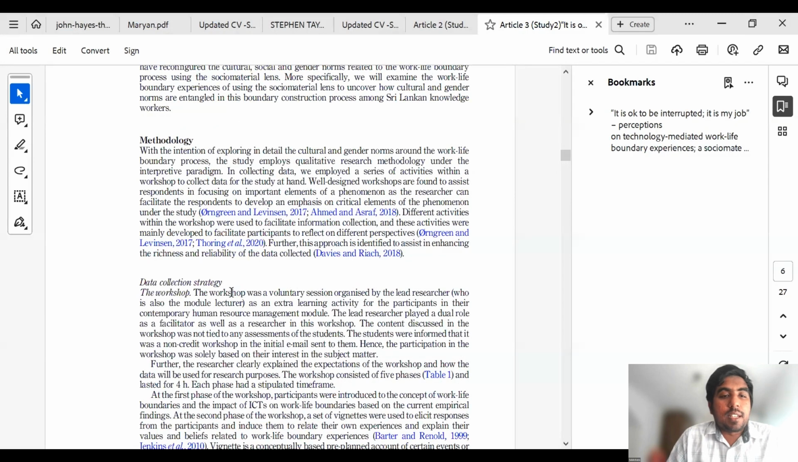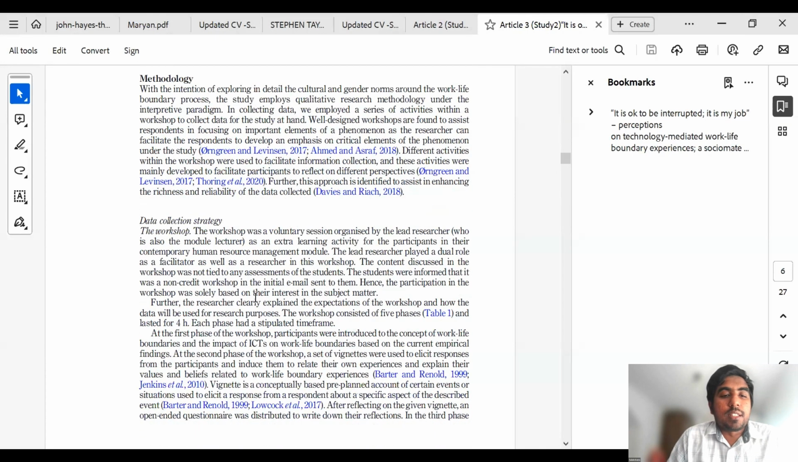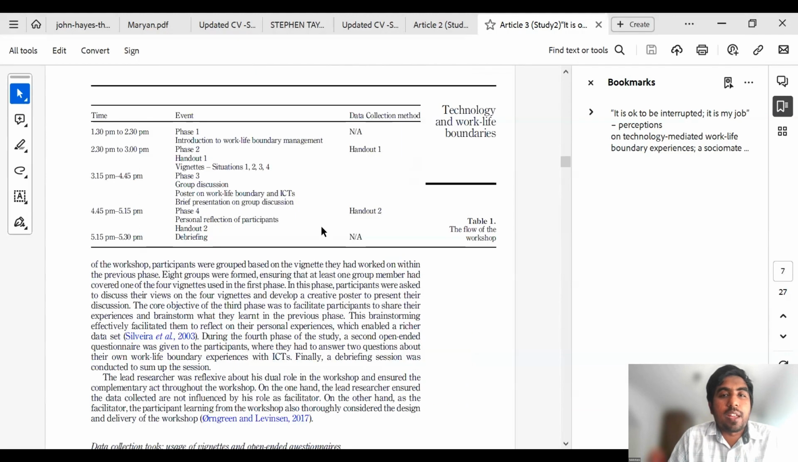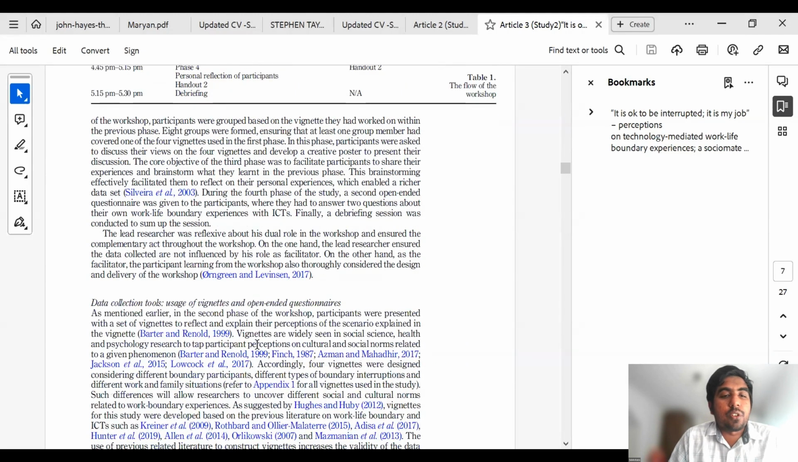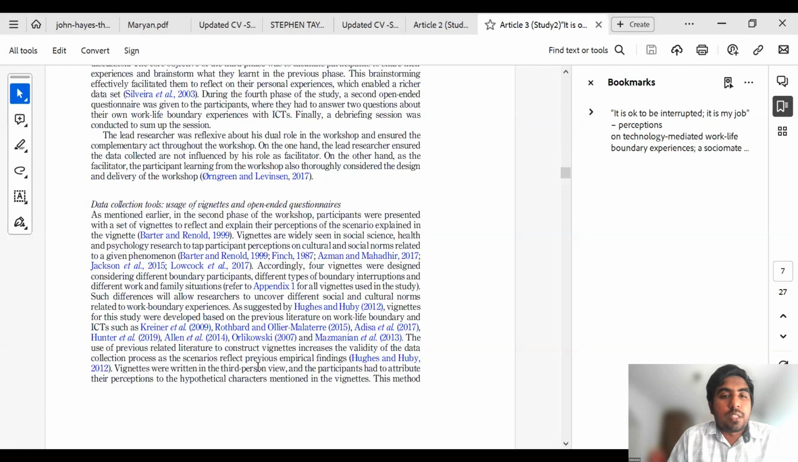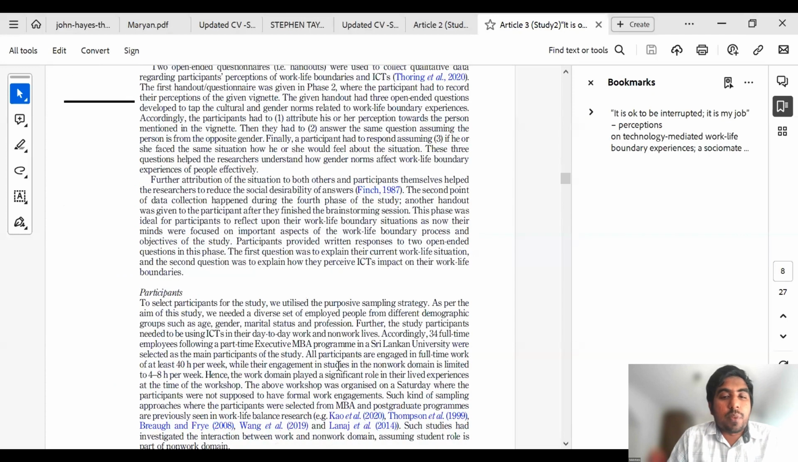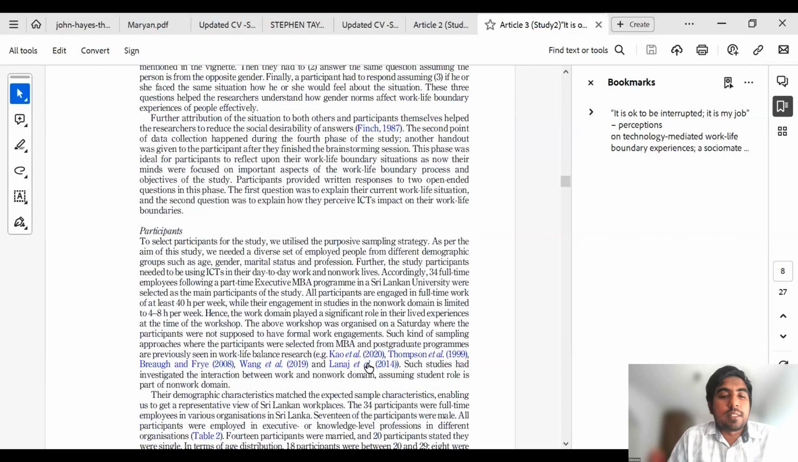So you can see the data collection strategy. How did you collect the data? Then this is based on a workshop, so I have given information about the workshop. Then it is about the questionnaire or the interview questions. Then the participants, who are the participants, their gender, the working places, things like that.